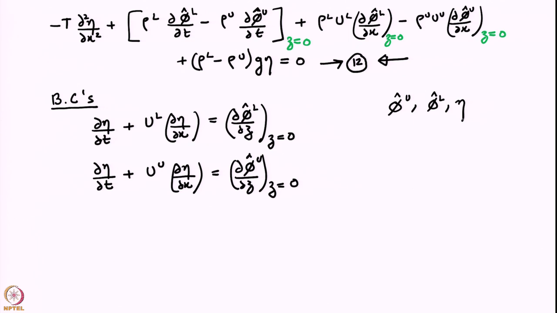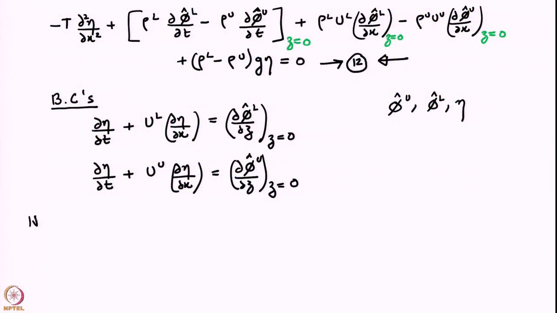Once again we are going to do a normal mode analysis. In this case, because the base flow is moving from left to right, we are going to look for traveling wave kind of solutions. The domain is horizontally unbounded, so I can take e to the power i k x minus omega t kind of solutions. Let us do that and work out the dispersion relation. So we are going to now do a normal mode analysis. Our main equations will be equation 12 and the two kinematic boundary conditions.